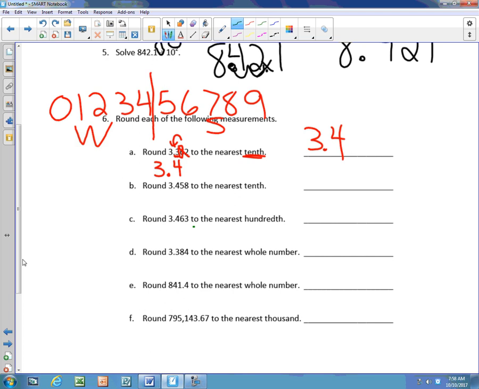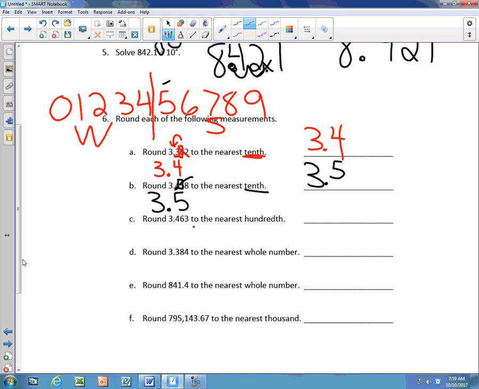Next, we're rounding to the 10th again. So here's the 10ths again. We're going to box the number to the right. The 5 tells me to bump the 4 up because it's a strong number. So I bump it to a 5. Everything to the left stays the same. Everything to the right gets dropped off.